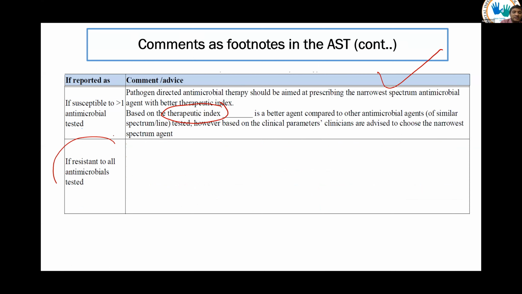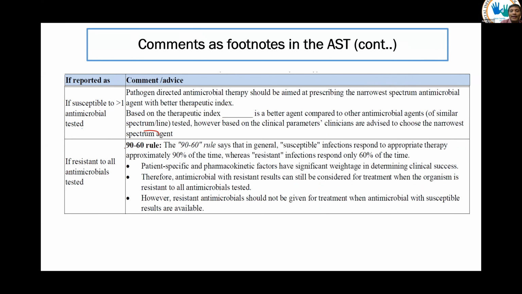If resistant to all antimicrobial agents, if you have a PDR isolate resistant to all antimicrobial agents tested, then it is nice to incorporate the 90-60 rule in your comment box. I hope most of you will know this 90-60 rule. It says that susceptible infections will respond to appropriate therapy 90% of the time, whereas resistant infections, don't think that they will not respond to the therapy. Even resistant infections may respond to the therapy 60% of the time.